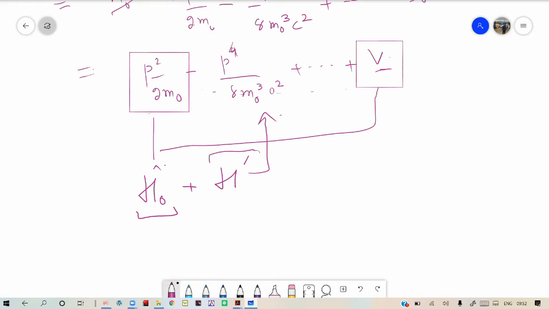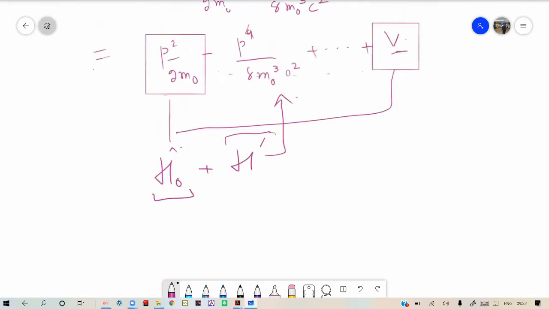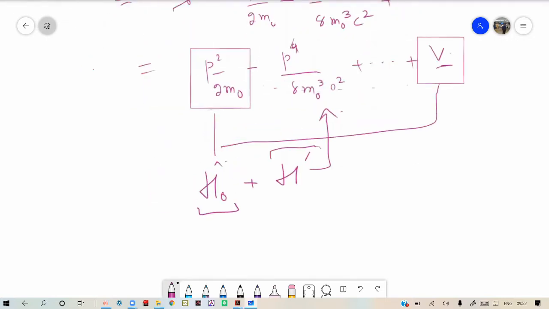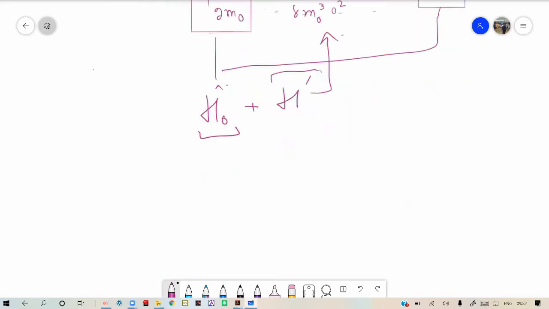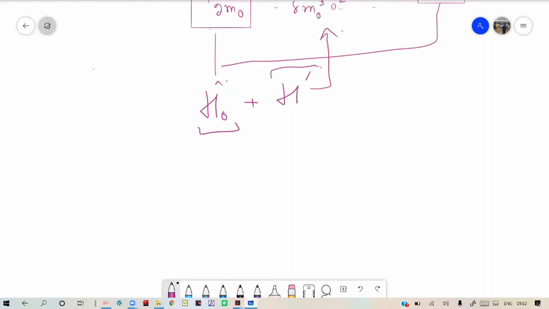Now, I can write more higher order terms, but we don't need them actually here. The reason is that the relativistic correction is there, but it is very small. And when it is very small, we don't need to consider the higher order terms. So we can restrict ourselves to the first order term, and our relativistic correction term will remain.